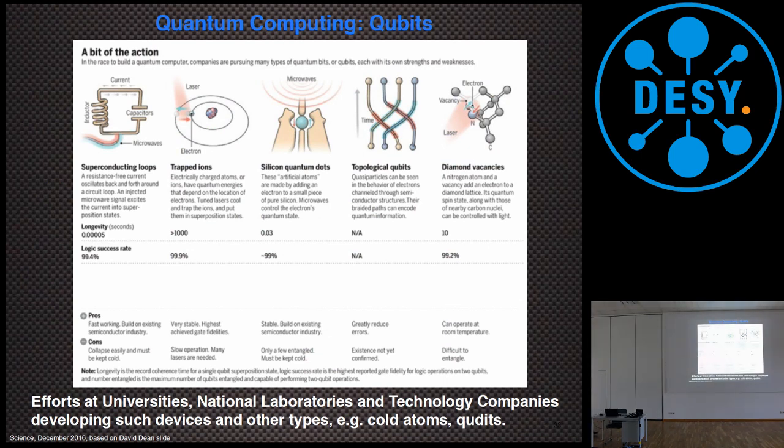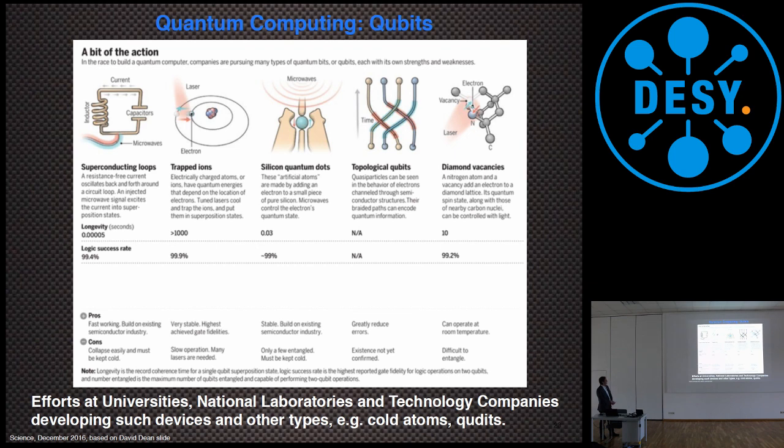So the structures, and again, this is beyond my expertise. This is a slide taken from an article in Science from a couple of years ago. There are a number of different types of candidate qubits, or demonstrated qubits. Firstly, one has superconducting loops. One has trapped ions, silicon quantum dots, topological qubits, and diamond vacancies. And these are quite different in their characteristics.